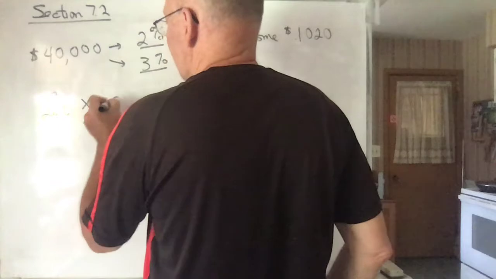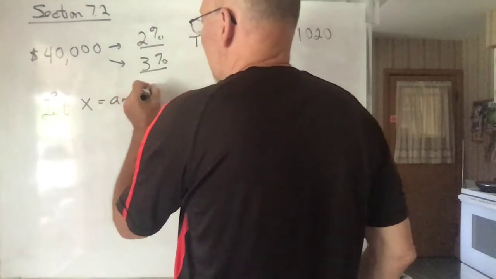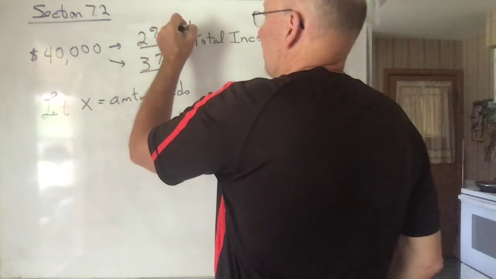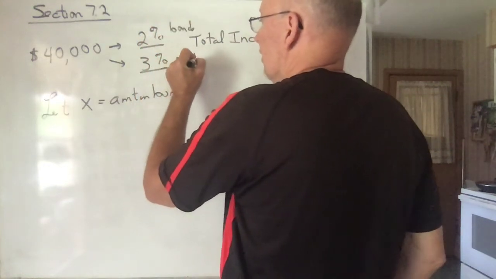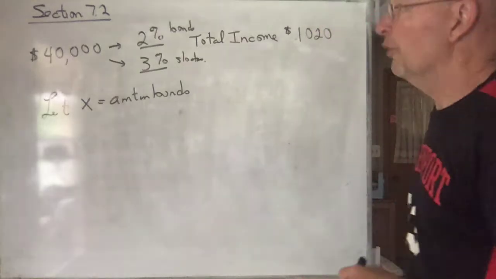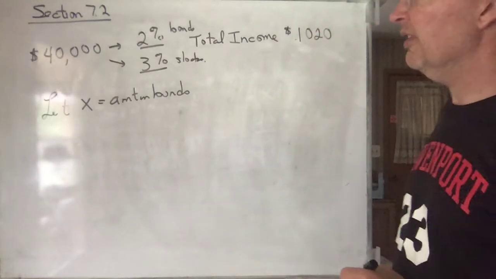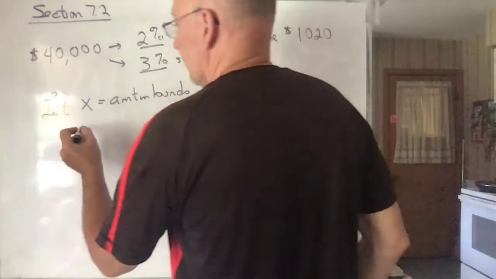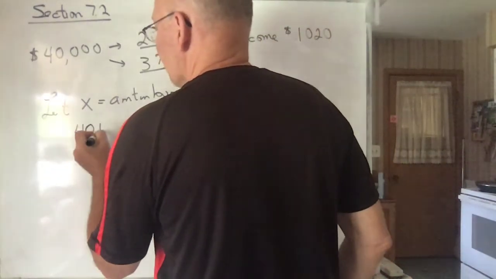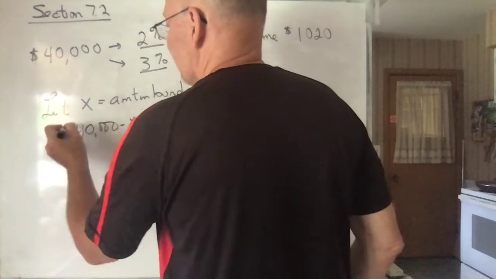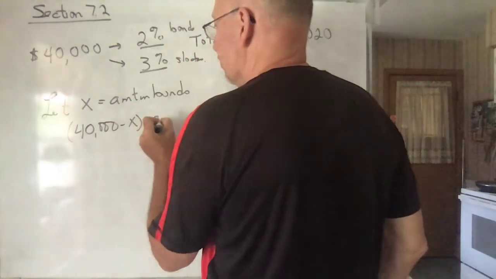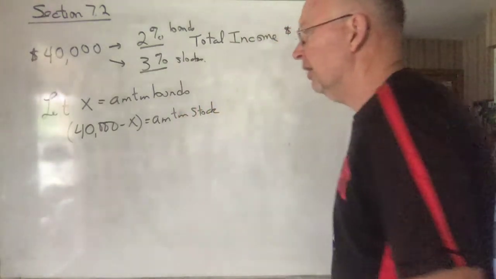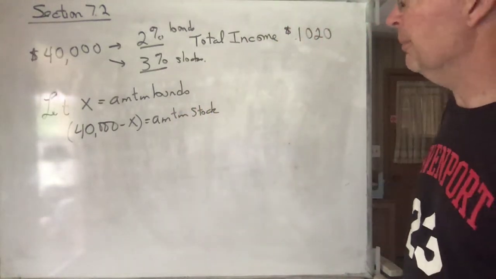So let's let x be the amount in bonds. Okay, we'll say that this one is bonds and this one is stocks. So if x is the amount in bonds, and you've got 40,000 total, then this is where you have to do some thinking. 40,000 minus x would then be the amount in stock. Agreed? So once you make your choice, you've got to live with it.